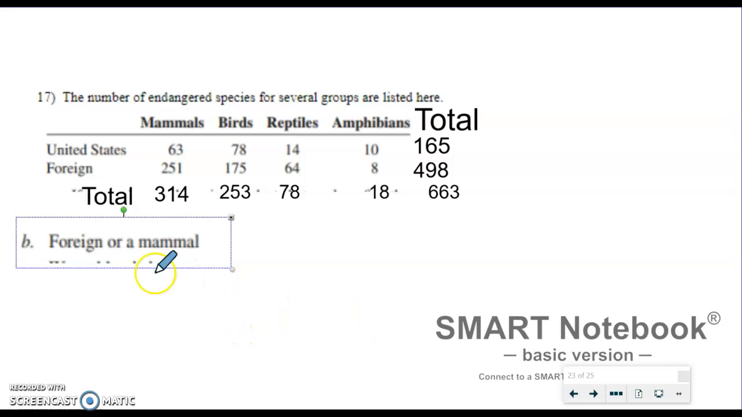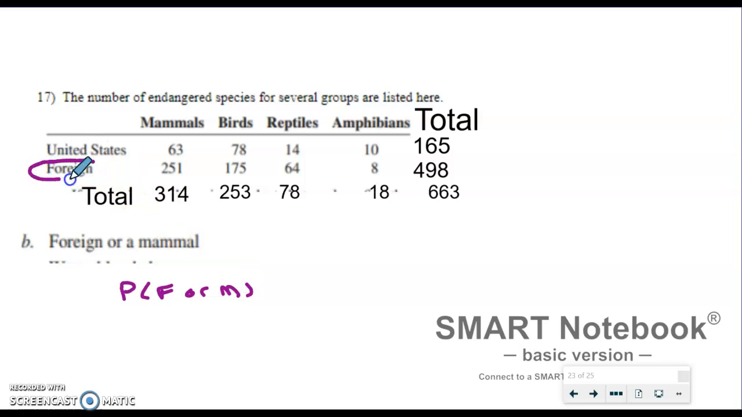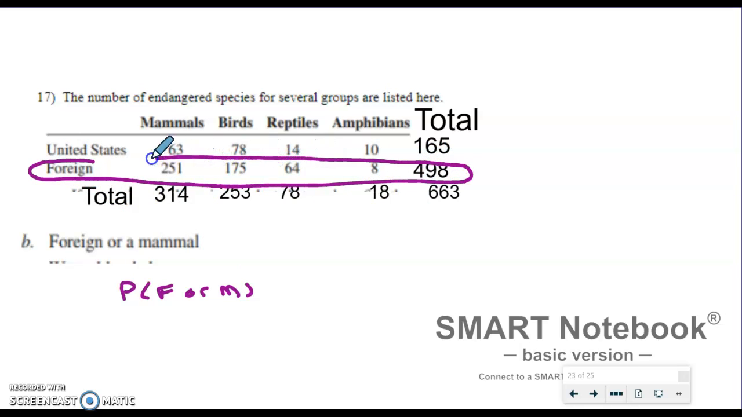Let's look at another scenario. All right, what is the probability that they are foreign or a mammal? All right, so we're trying to find the probability that they are foreign or a mammal. All right, so let's look at foreign. These are all of our foreign animals that are endangered. And then these are all the mammals that are endangered.